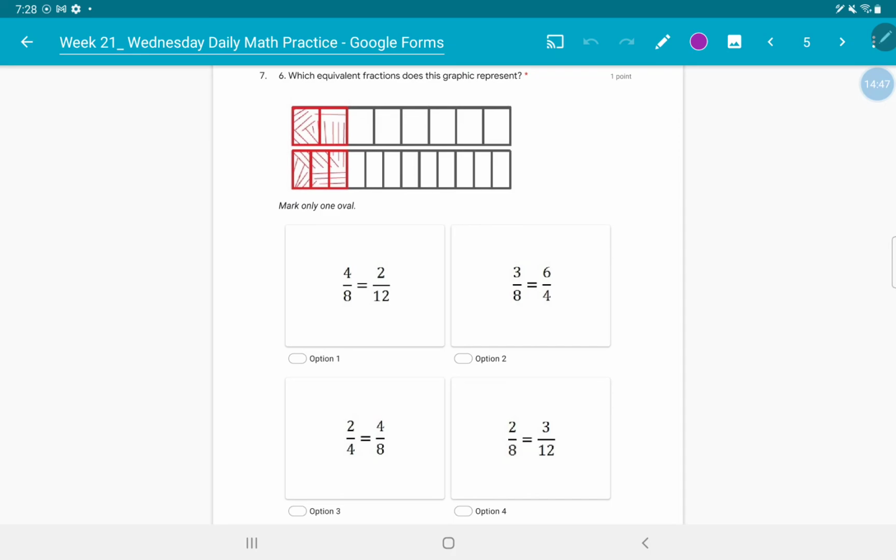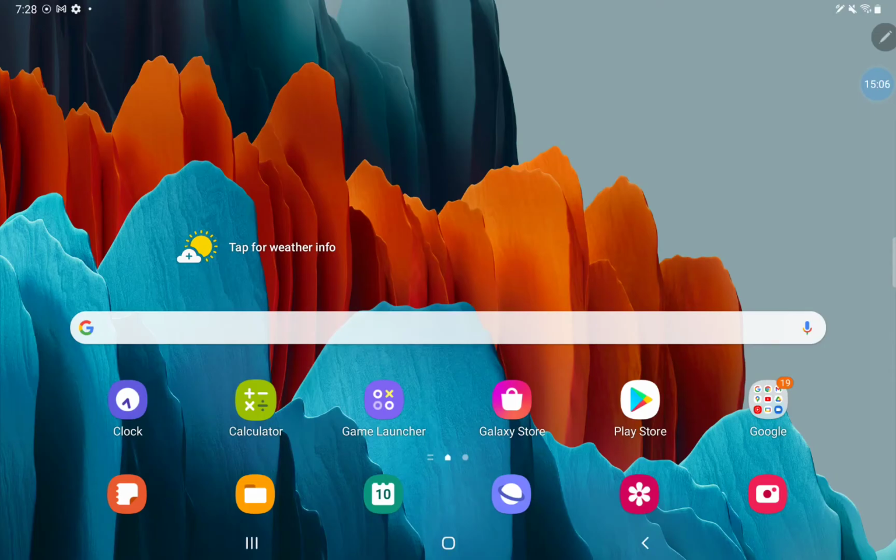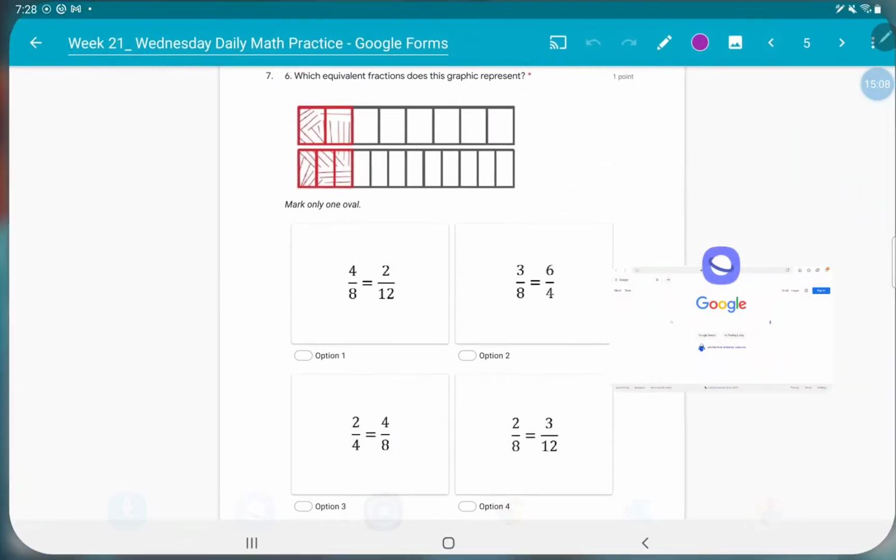So if I look at this top model, I have 2 pieces shaded, so that tells me my numerator, or top number, will be 2. In the whole, there are 3, 4, 5, 6, 7, 8 equal pieces. So that is 2/8.